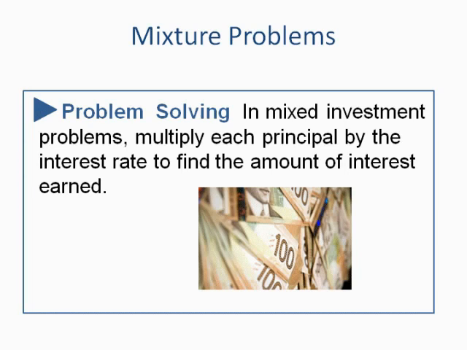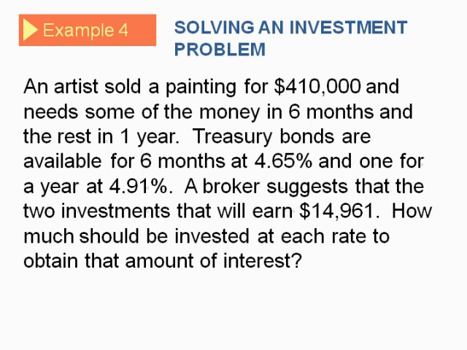Right, now it says in this problem, we'll go on here, trying to give you lots of examples of word problems and so forth, because students have a lot of trouble setting these up. So hopefully if I show you enough examples, when you see one similar in the homework, you'll be able to succeed. All right, now it says in mixed investment problems, multiply each principal by interest rate to find the amount of interest earned. So here comes the old interest formula that we have seen in other videos.